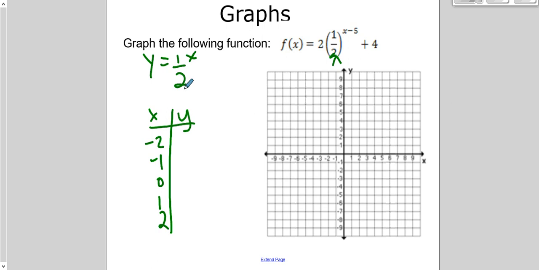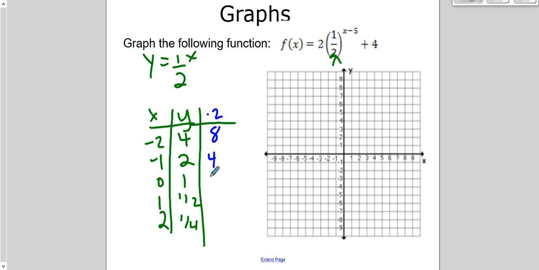So 1/2 to the -2 is going to be 4. 1/2 to the -1 is going to be 2. 1/2 to 0 is going to be 1. 1/2 to the power 1 is going to be 1/2. And 1/2 to the power 2 is going to be 1/4. And then we're going to multiply all these by 2. So times 2, which is going to be 8, 4, 2, 1 and 1/2.